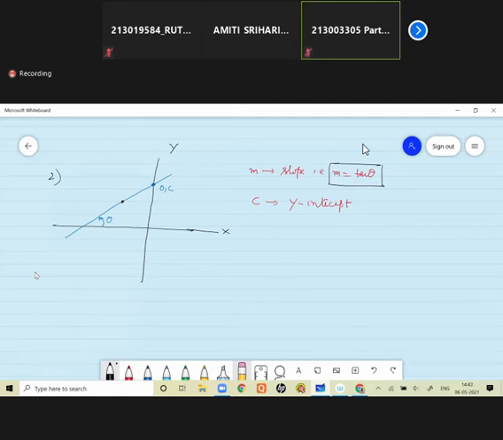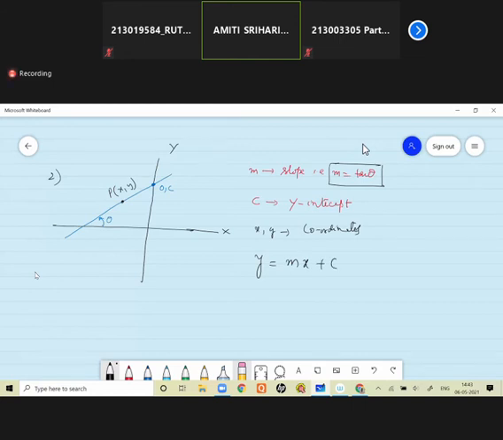C is the y-intercept. P is any point on this line, and x, y are its coordinates. Then the equation is y is equal to mx plus c. What is the equation? y equals mx plus c.